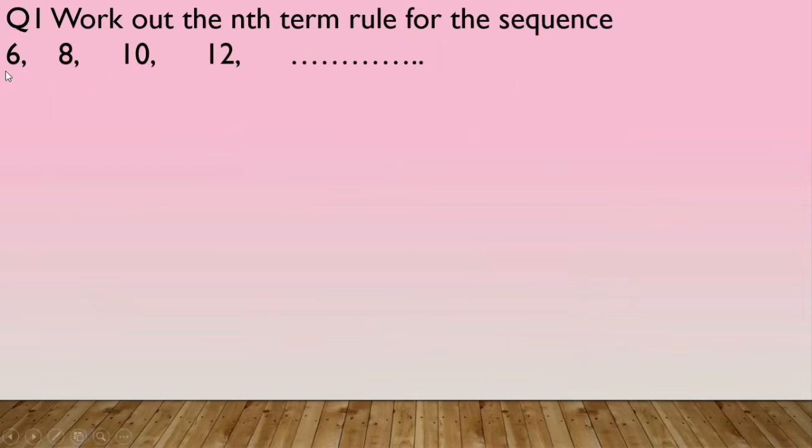Okay. Now what can you observe here? 6, 8, 10 and 12. To work out the nth term rule in a sequence here, children, I'll tell you one idea. First of all, you should decide what type of sequence it is. Here, what is happening every time is you are adding 2. So the common difference here is plus 2. So d is plus 2. One thing, 2n for sure is going to be one part of your nth term.